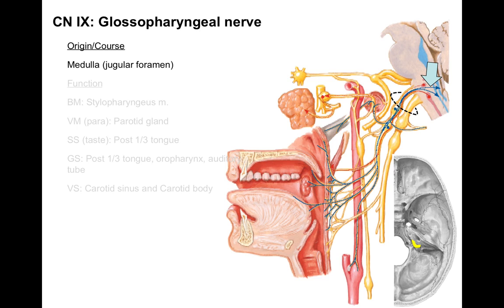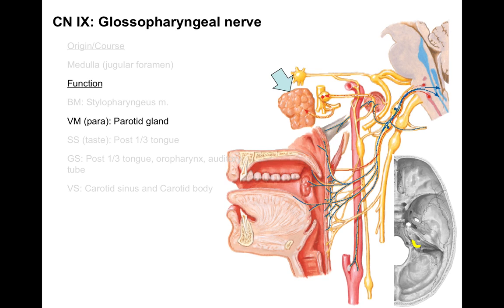So there's 9. And it's going to course through this opening called the jugular foramen, and it's shown in yellow in the bottom of the picture there of the base of the skull. And it has the following functions when it exits. It innervates one muscle called the stylopharyngeus muscle that's derived from the third branchial arch. It rises from the styloid process, goes to the pharynx, and helps elevate the pharynx when you're swallowing.